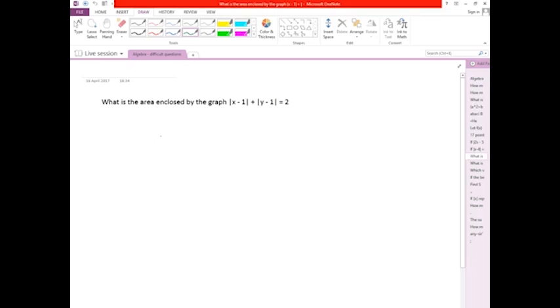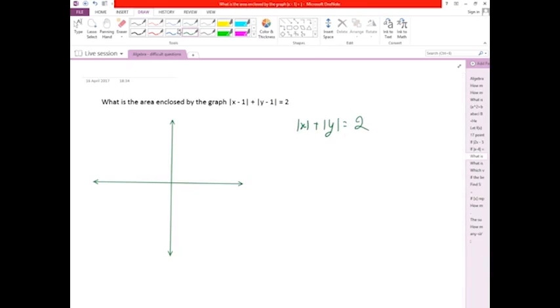What is the area enclosed by the graph mod x minus 1 plus mod y minus 1 equal to 2? A lot of you have seen such questions. People who haven't seen such questions, it can get a bit intimidating the first time. If you have seen it, it doesn't, because there is generally only one question of this sort, it's the same question which gets asked every time. So let's draw mod x plus mod y equal to 2, and then we will see how we can do it.